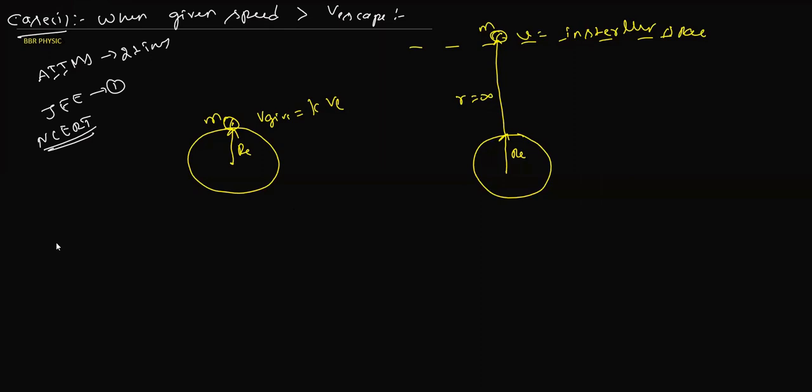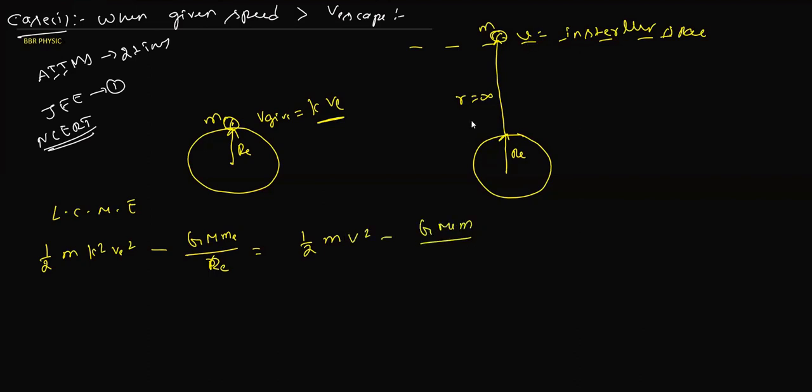So again, we are going to apply the law of conservation of mechanical energy. Total energy at 1 means potential energy plus kinetic energy. So half mv square, V value is how much? This much, K square VE square, minus GME divided by RE, capital RE, is equal to half m, at final place velocity is not 0, V square, minus GME divided by infinity plus RE will be infinity. Anything upon infinity will become 0 here.